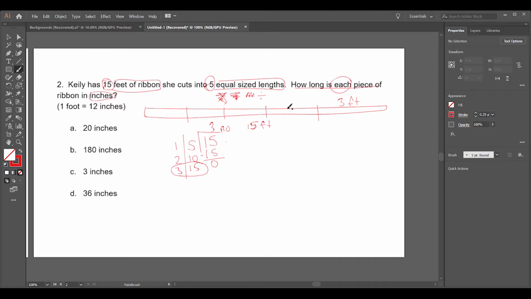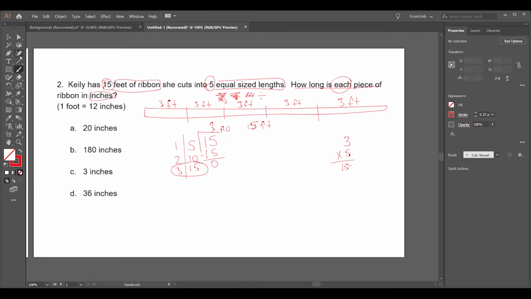That's 3 feet. This is 3 feet. This is 3 feet. This is 3 feet. And my last piece here is 3 feet. And just in case I was thinking that maybe I made an error in my division, if we multiply 3 times 5 pieces, we get our answer back. 3 times 5 is 15. So I know my division was pretty solid, and I don't have to worry about having made a mistake. I do advise you to do your checks.